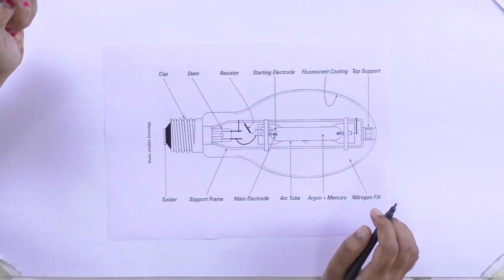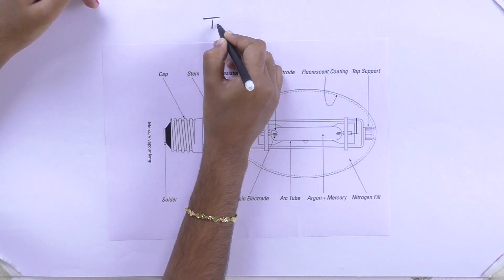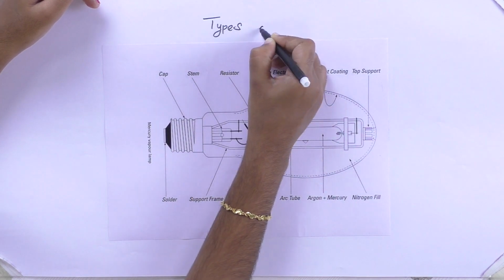For street lights they will be providing different types of lamps. For home they will be providing different types of lamps. So we need to know the lamps, their ratings and their working principle, and where they will be applicable in day-to-day life. Next topic is different types of lamps.